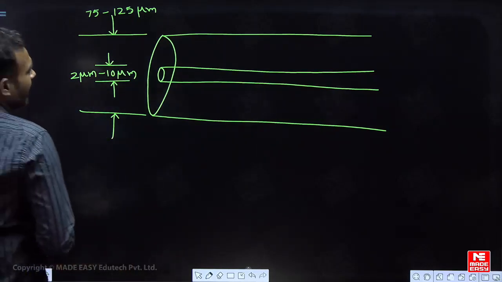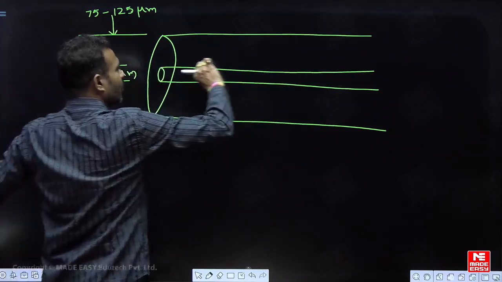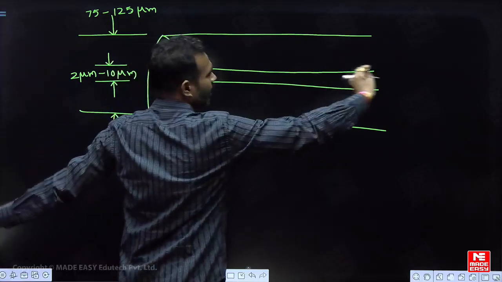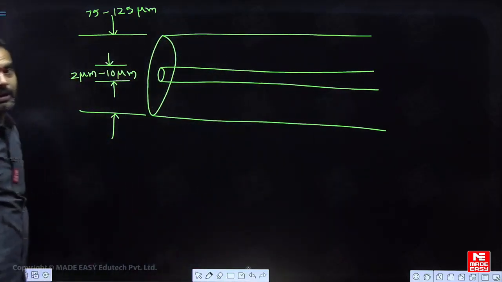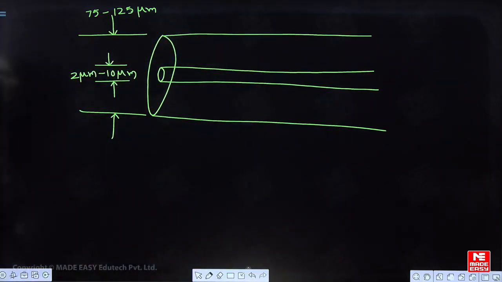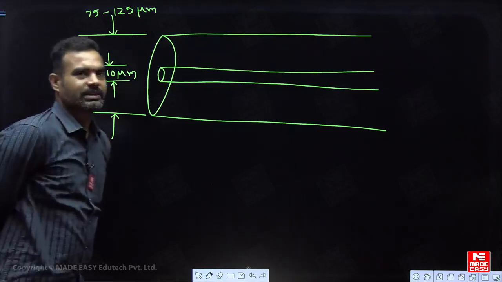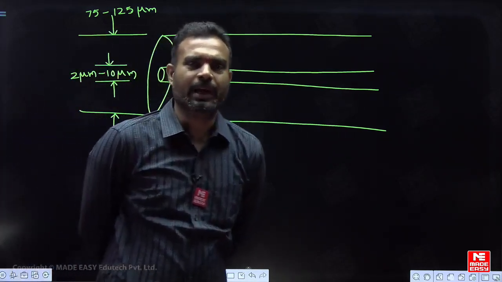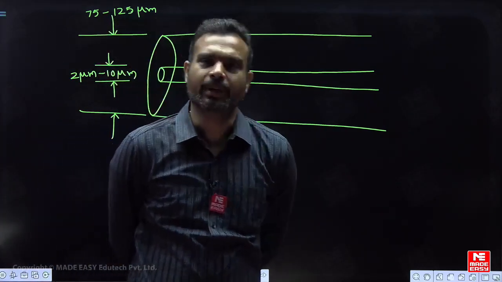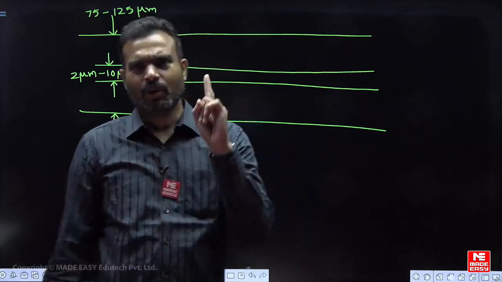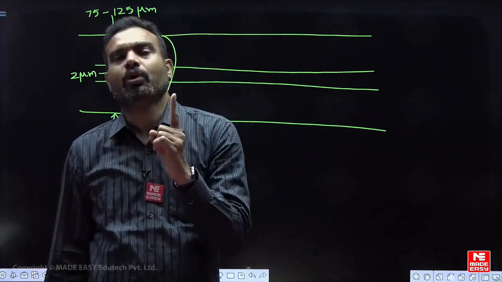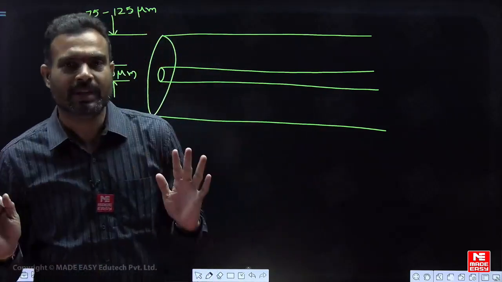But most of the light is confined within the fiber only. Most of the light goes within the fiber only. So we can't see it, because the diameter of the core is very small. A very small core diameter is present, 2 micrometers to 10 micrometers. That is one of the first requirements of a single-mode step-index fiber. I hope everybody in the class understood.